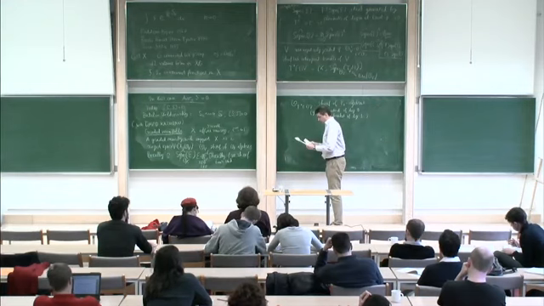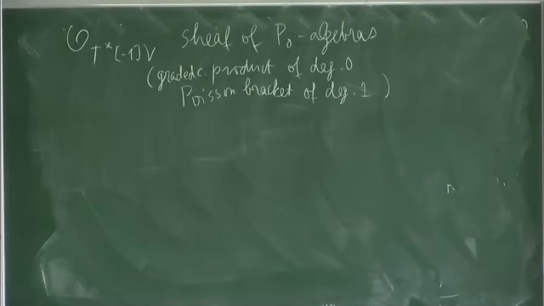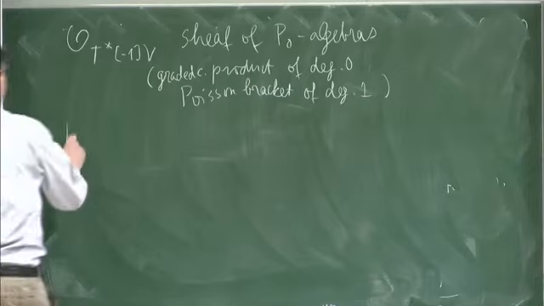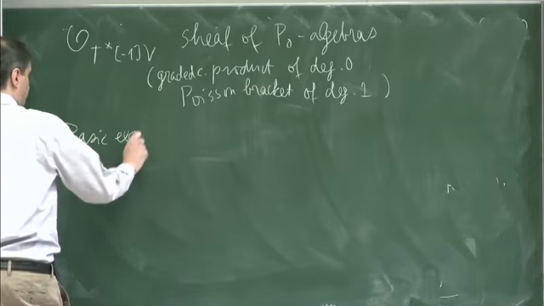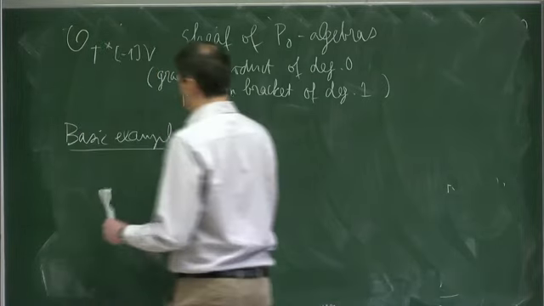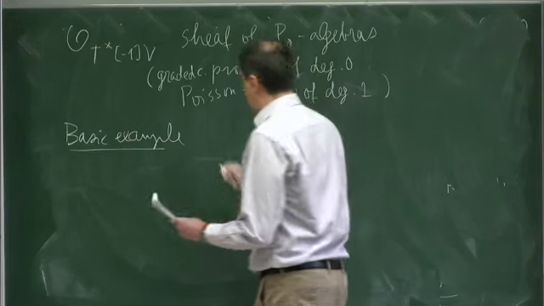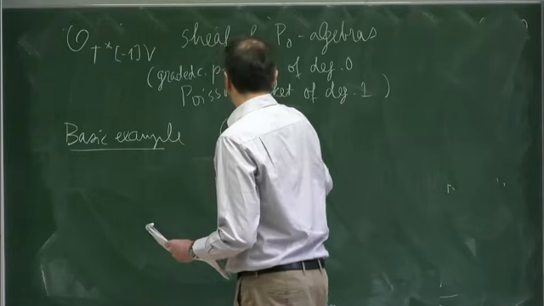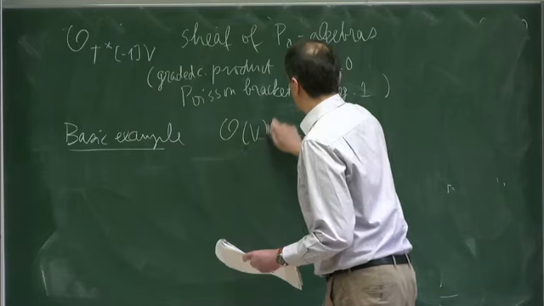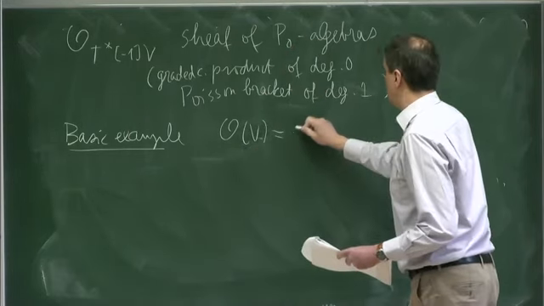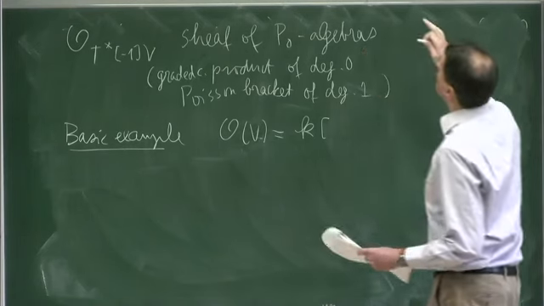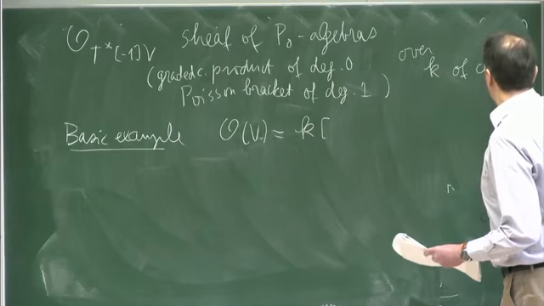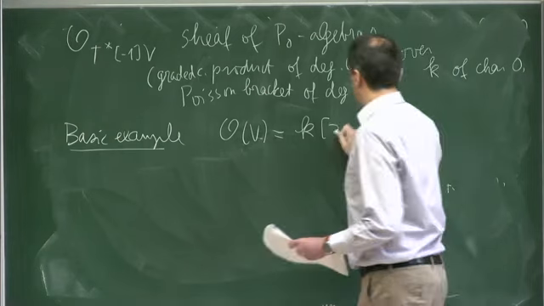Right. So what is the basic example of such a thing? The very simple one, and locally, everything is more or less like this. You take O_V, maybe global sections. V is an affine space, so it is k, everything over k of characteristic 0. Complex numbers, if you like.